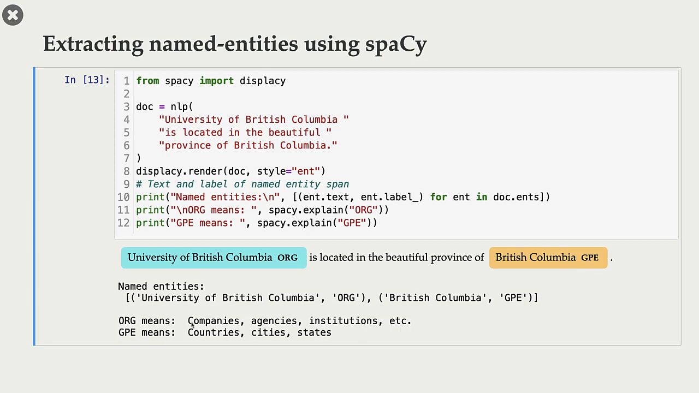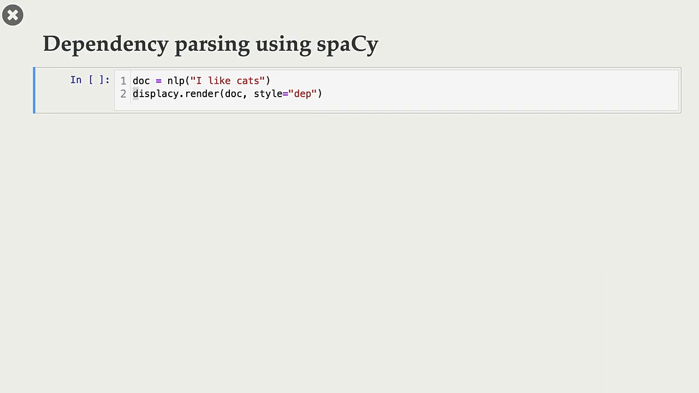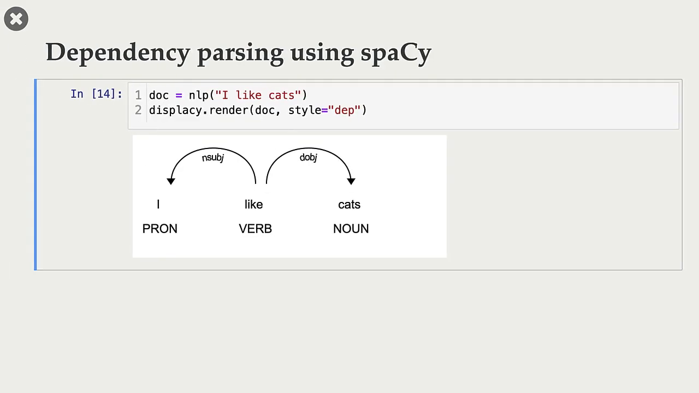And if you want to know the meaning of these labels, this ORG label and GPE label, you can just do spacy.explain and that label, and it gives you an explanation for that label. So for ORG, the explanation is companies, agencies, institutions, and so on. And for GPE, the explanation is countries, cities, and states. One more example. Let's carry out dependency parsing using spaCy. So here is our sentence, "I like cats", and we are doing nlp of this sentence, and this is what we get with dependency parsing. In this sentence, these are our part of speech tags, and "like" is our verb, "I" is the subject of this verb, and "cats" is the object of this verb.